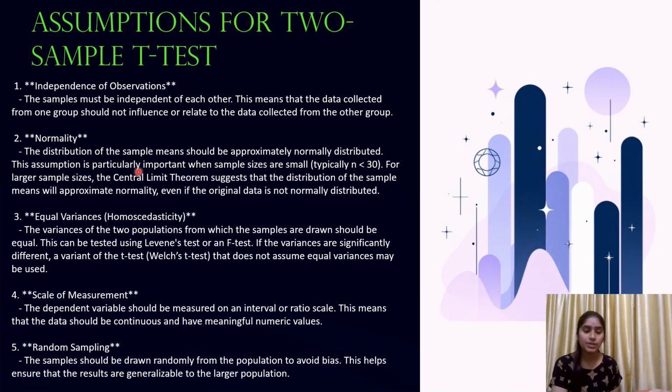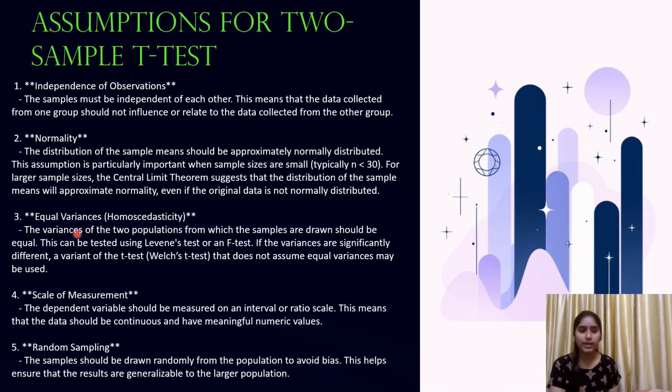This assumption is particularly important when sample sizes are small, typically n less than 30. For larger sample sizes, the central limit theorem suggests that the distribution of the sample means will approximate normality even if the original data is not normally distributed.